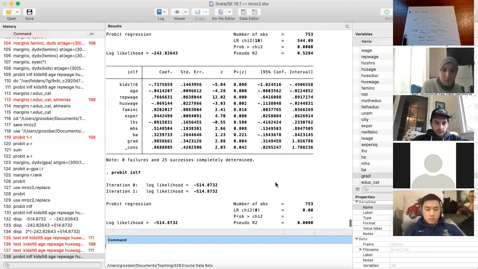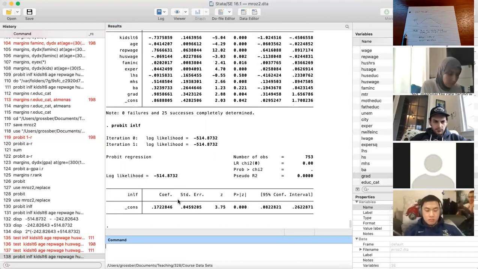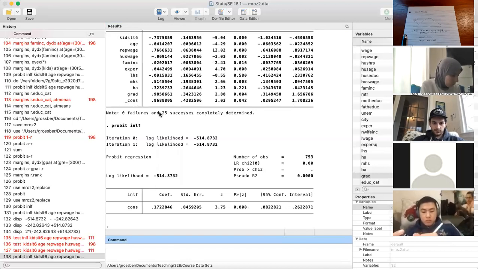All right. So here's a probit regression where being in the labor force is estimated as a function only of a constant, only an intercept. There are no explanatory variables. So essentially what I'm doing in this case is I'm forcing all of these coefficients to be zero. I'm just leaving them out of the model. I'm not allowing them to be estimated.